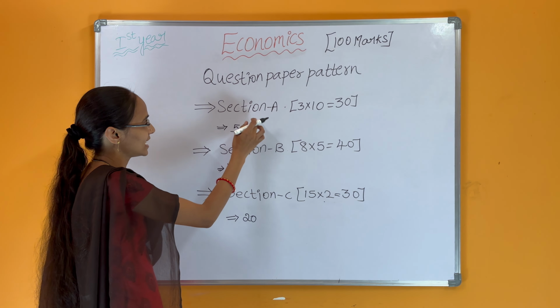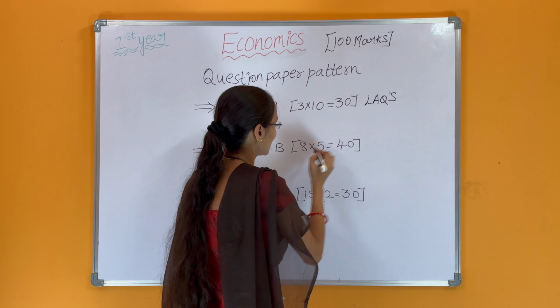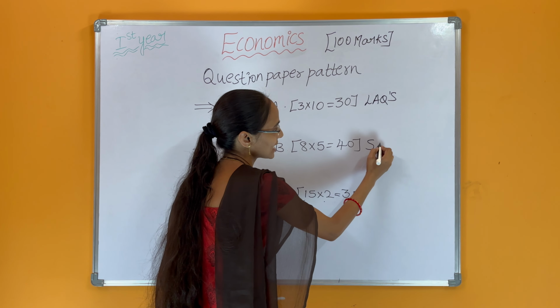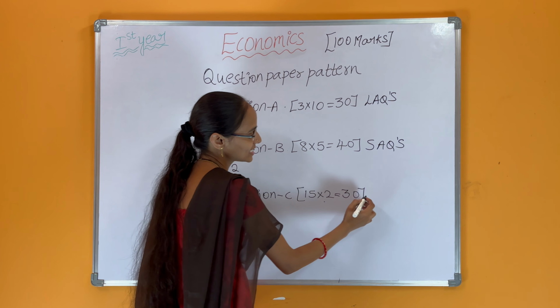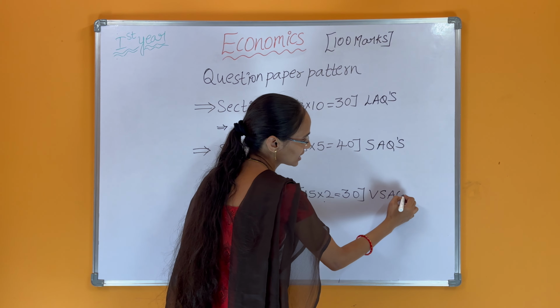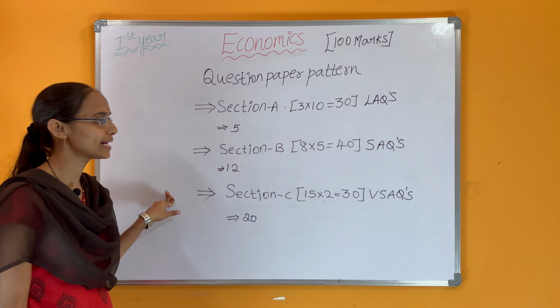Under section A will come long answer questions. Under section B, short answer questions. Next, section C is very short answer questions. This is the question paper pattern.